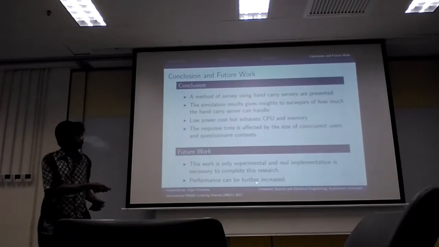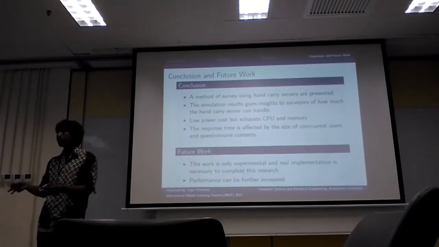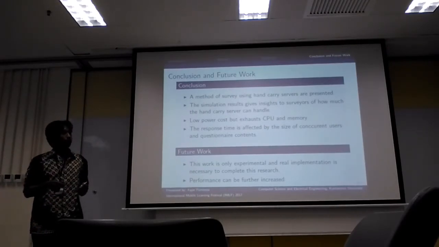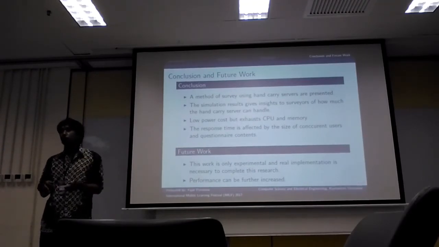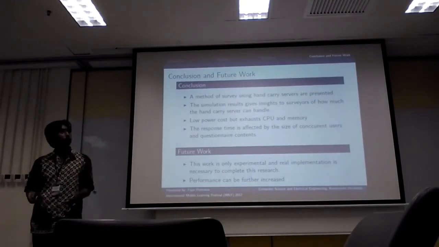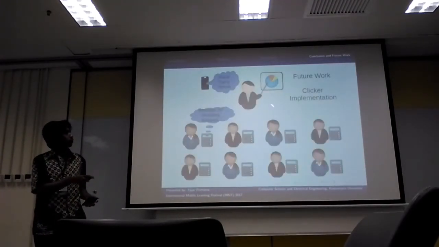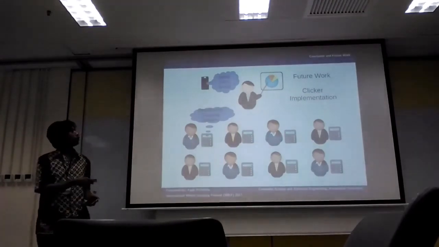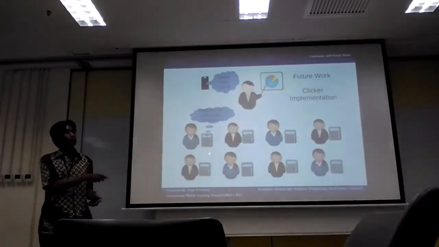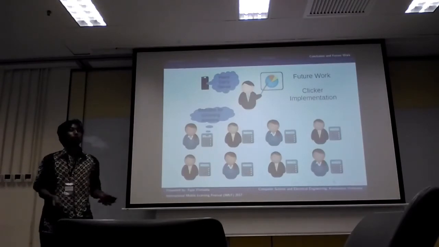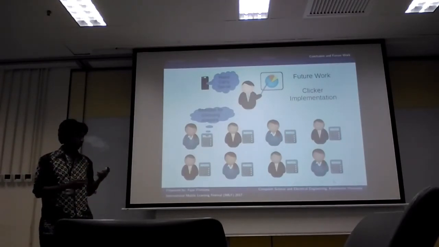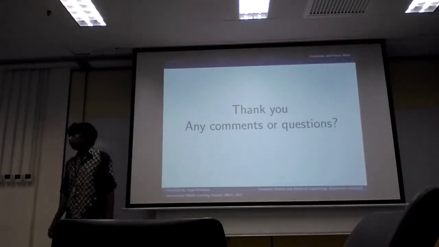We want to increase the performance of the existing server, maybe by embedding a device like an FPGA, or a field programmable gate array. By doing that, maybe we can handle more users, up to 100 or even 200. And this is another illustration of a possible future work where the server can be used to do a clicker implementation, and each participant can just click the button and instantly it will generate the statistics. So it looks like my time is up, and thank you for everything.